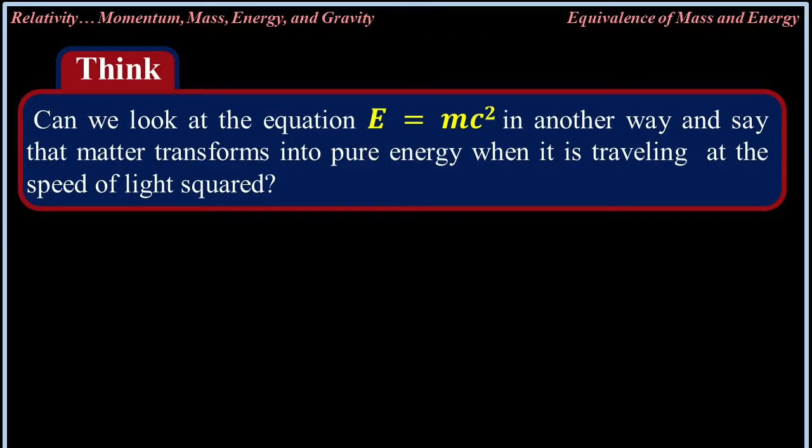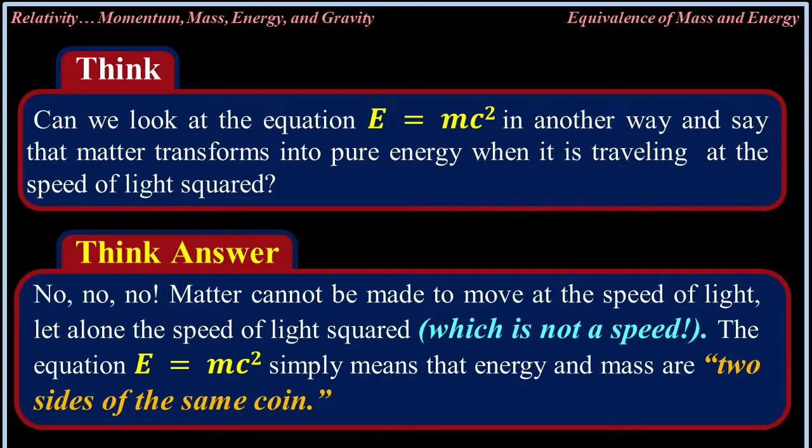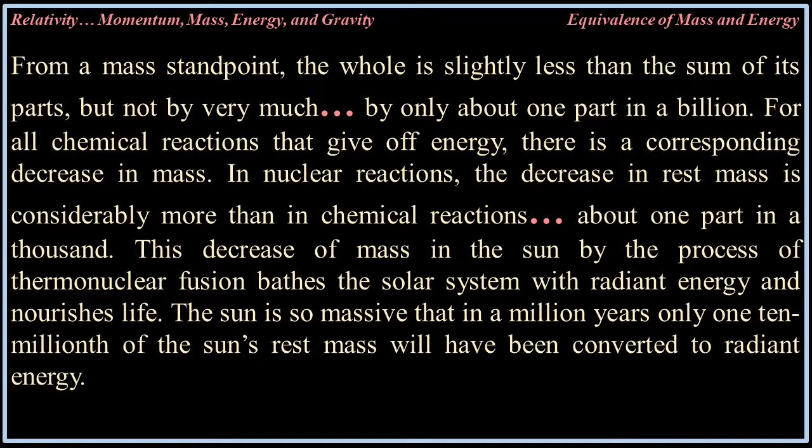Think. Can we look at the equation E equals mc squared in another way and say that matter transforms into pure energy when it is traveling at the speed of light squared? No, no, no. Matter cannot be made to move at the speed of light, let alone the speed of light squared, which is not a speed. The equation E equals mc squared simply means that energy and mass are two sides of the same coin.